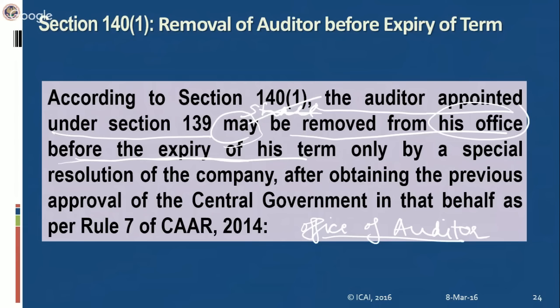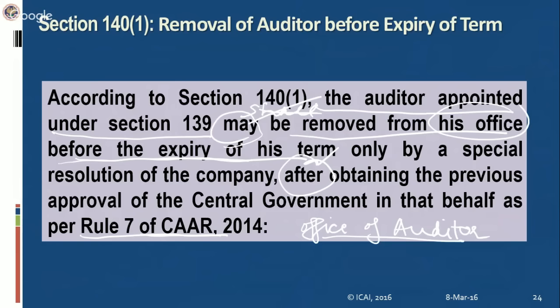But you need a special resolution of the company, and the special resolution will be passed only if the company, after, the important word is after, very important, after obtaining the previous approval of the central government in that behalf as per rule 7 of the CAAR, Company Audit and Auditors Rules 2014. So this is all about section 140 subsection 1.